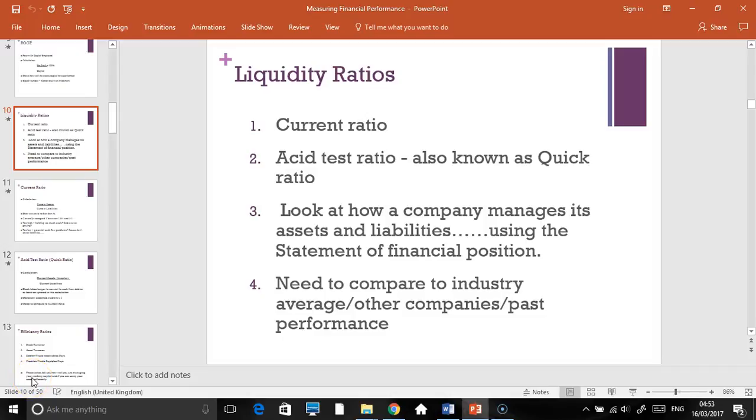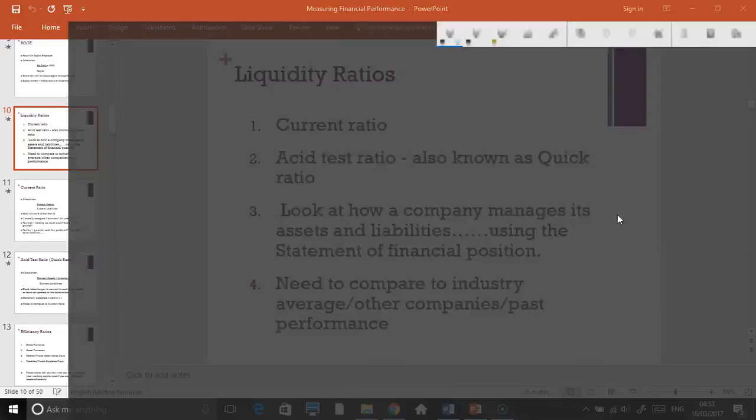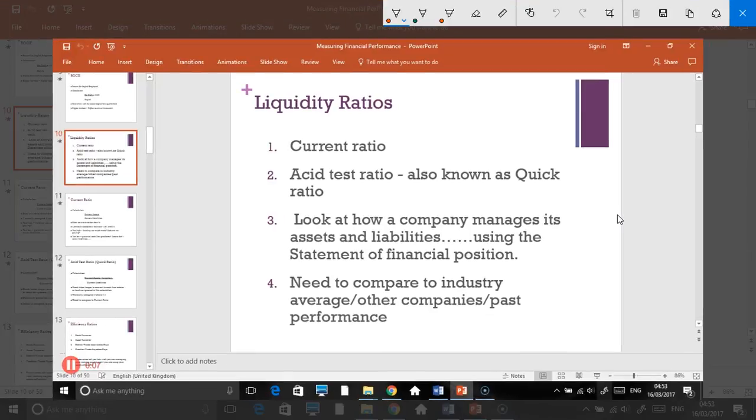Okay, so the next set of ratios we're going to look at is what we refer to as our liquidity ratios. So let's just get this in context. What we mean here by the term liquidity. I guess you can sort of see from the actual word, liquid is water, isn't it? Water, drinks, whatever. So in business, when we talk about liquidity, we're talking about cash.